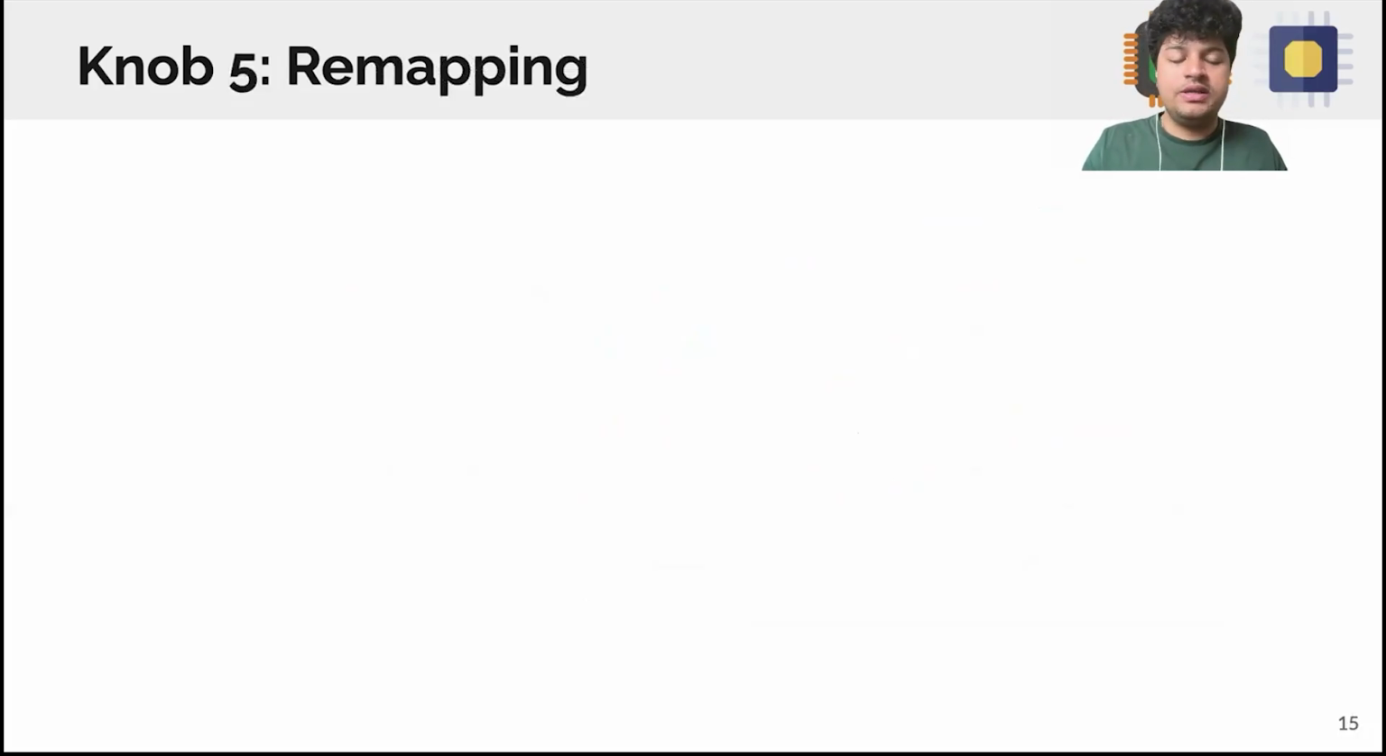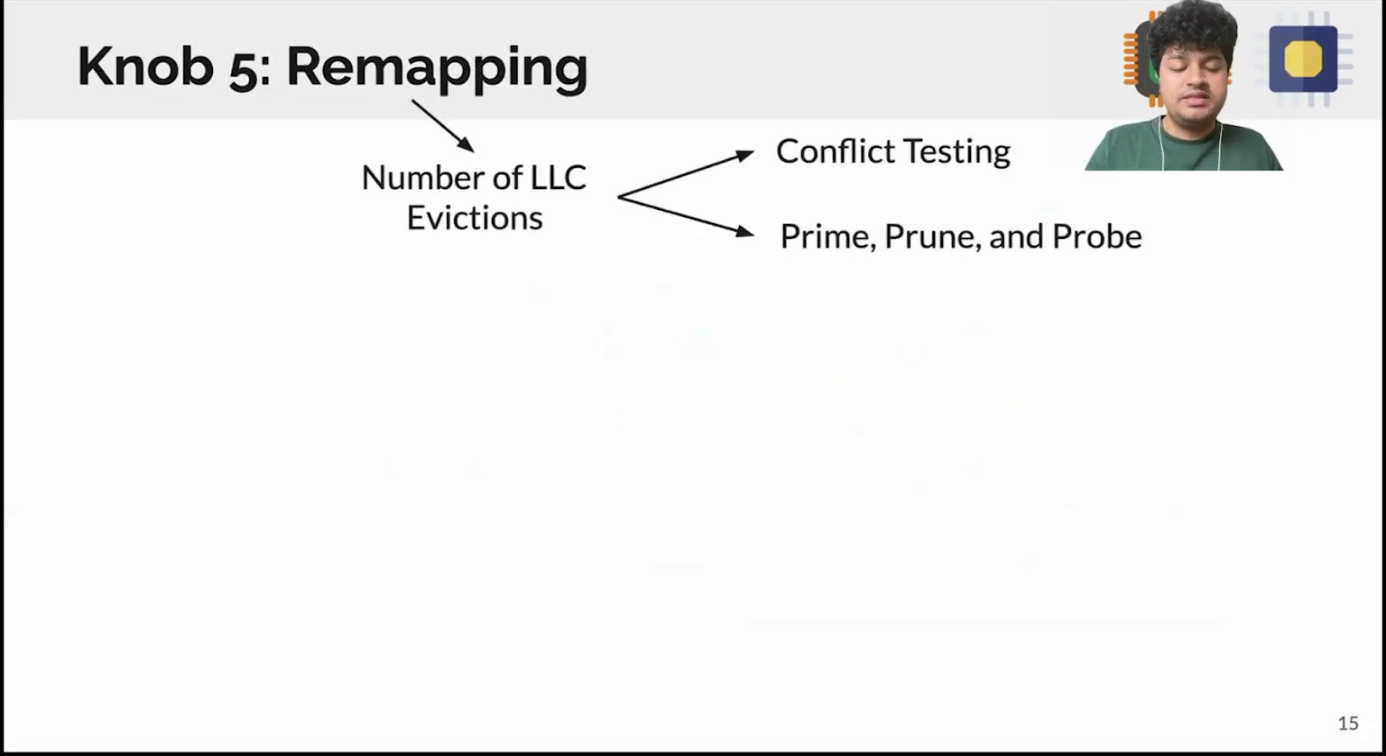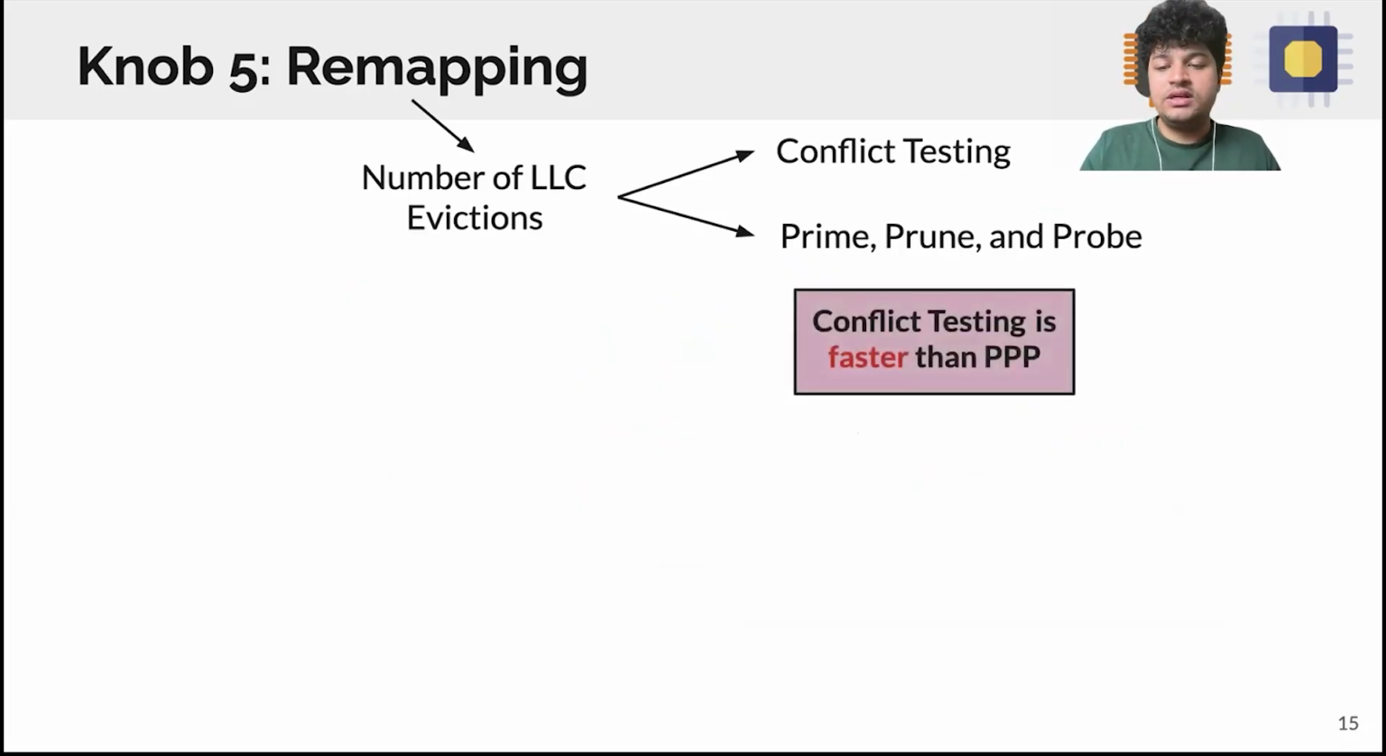Right. So the final knob is remapping. We basically define that in terms of the number of LLC evictions which we need before we have to remap. So we'll quantify that in terms of the algorithms to create the eviction set. We have two algorithms, conflict testing and prime probe. And we see that conflict testing is much faster than prime probe, over 10 times faster.